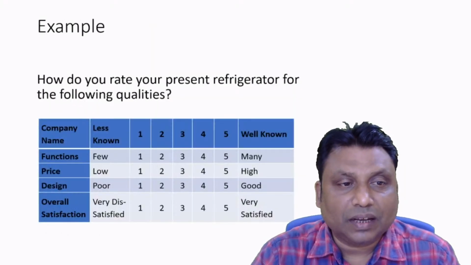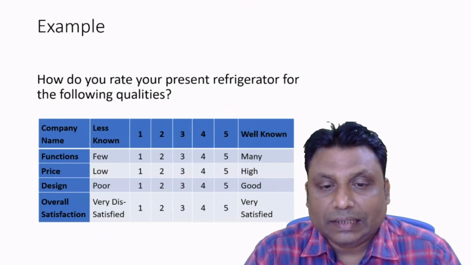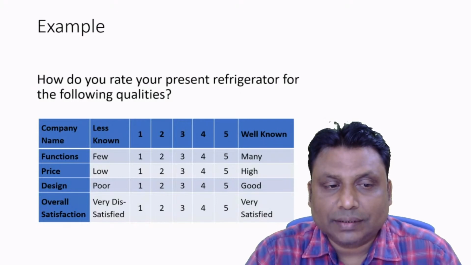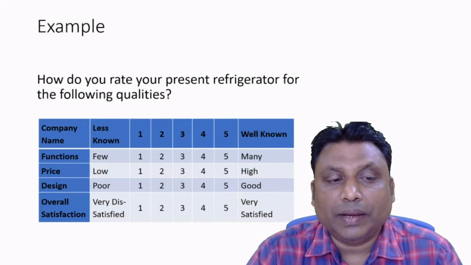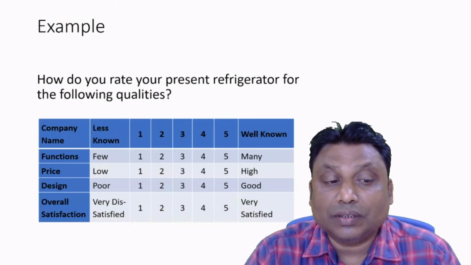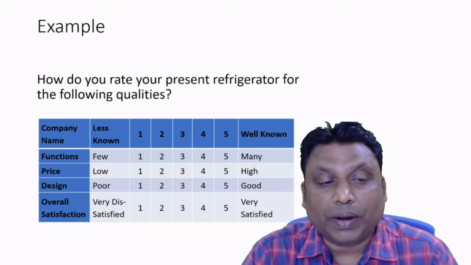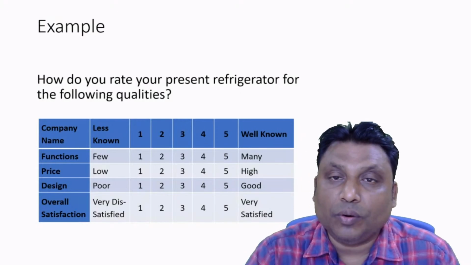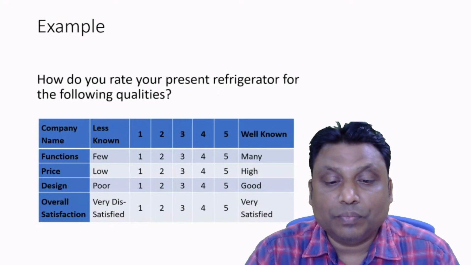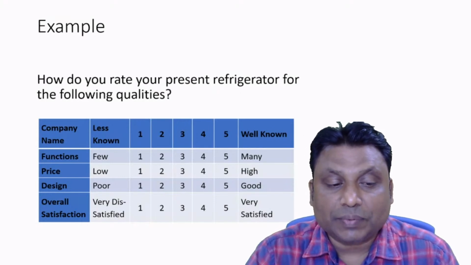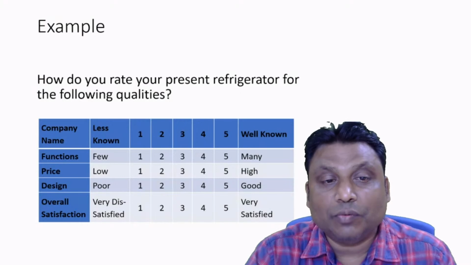For example, how do you rate your present refrigerator for the following qualities? Listen, these two are there. One is less known and another is well known. Combine them. Suppose you can say less known. If less known is given, what are the functions? Few. If well known is given, what are the functions? Many. Price. If less known, the price should be low. You cannot write high. If well known, the price may be high. Design poor, design good. Overall satisfaction, very satisfied.